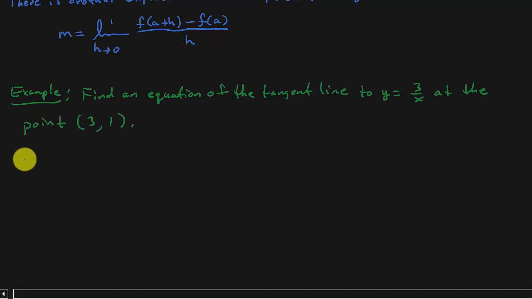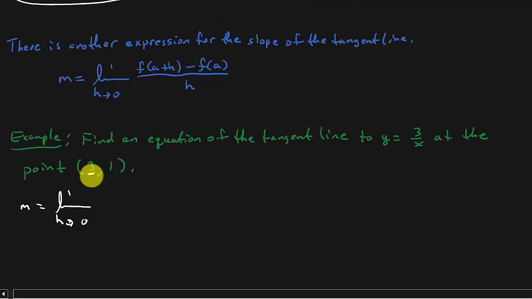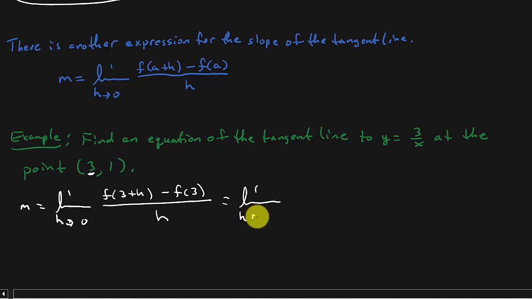So we've got m is equal to the limit as h goes to 0 of what? Of f of a plus h. Well, what's a? Okay, a is the 3 here. So that's f of 3 plus h minus f of 3 over h. All right. And so this is going to be the limit as h goes to 0, f of 3 plus h.